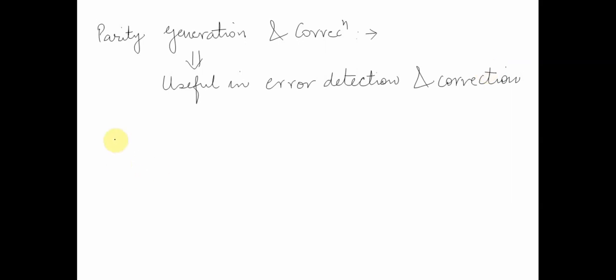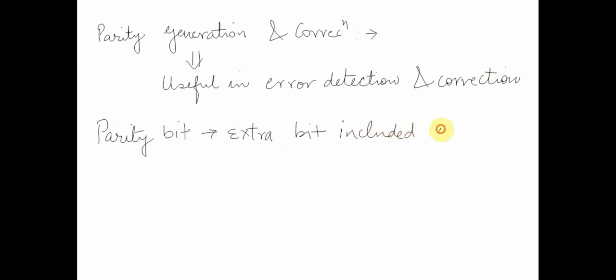And just to tell you, what is a parity bit? Well, there is one term called parity bit. This is an extra bit which is included with a binary message.